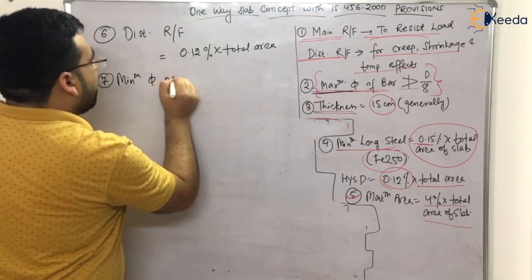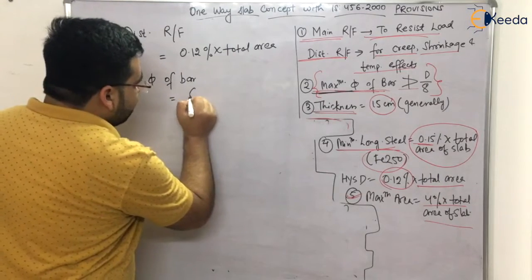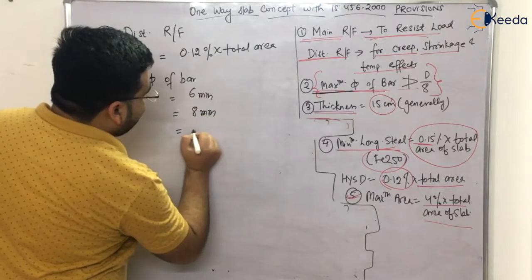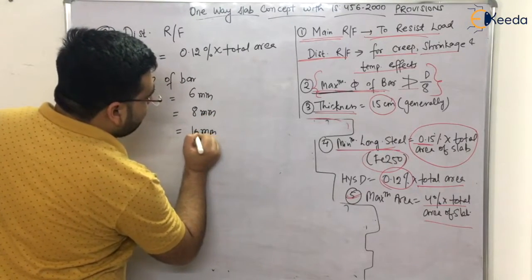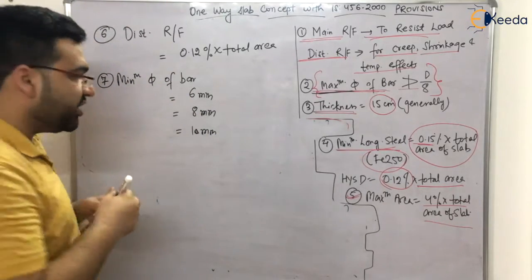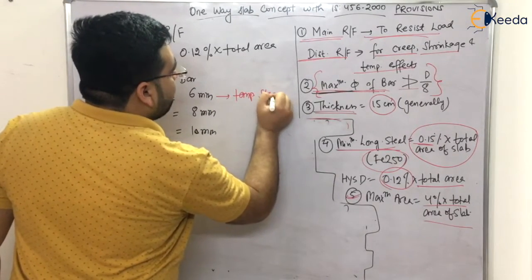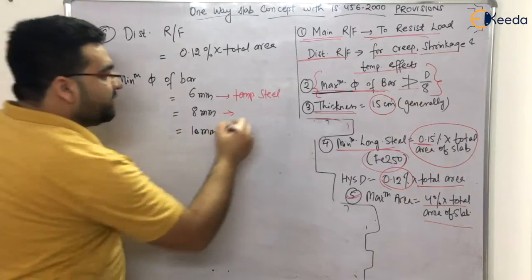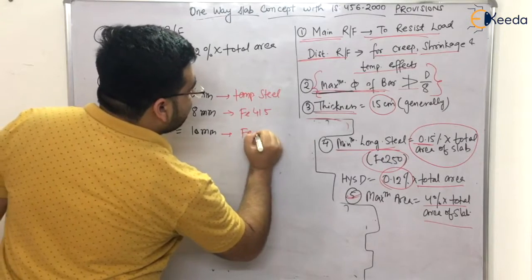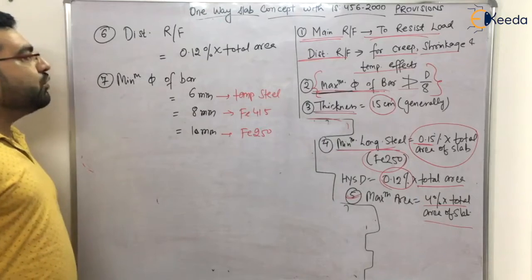Minimum diameter of bar. It can have 3 diameters: 6 mm, 8 mm and 10 mm. A 6 mm diameter bar is basically for the temperature steel. An 8 mm diameter bar is basically for Fe415, and this is for the mild steel, that is Fe250. So this is the minimum diameter of bars that should be provided in a slab.